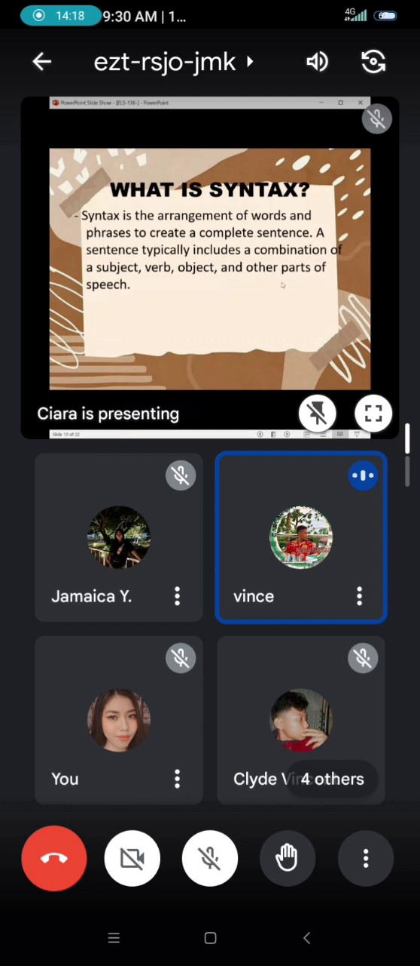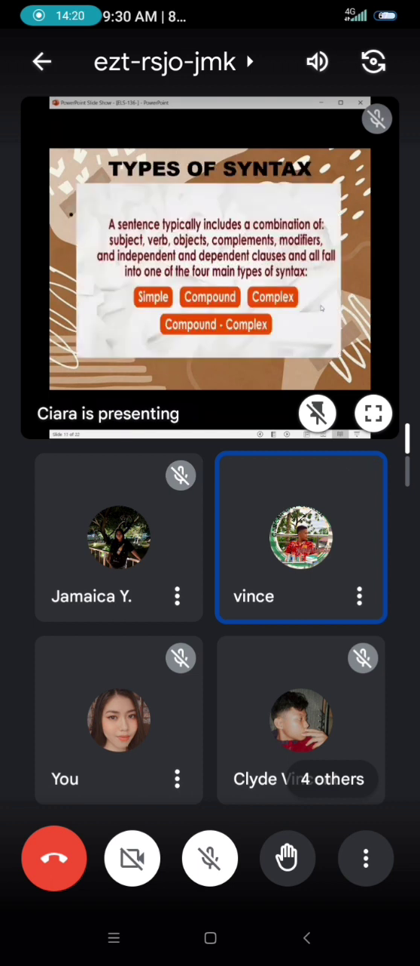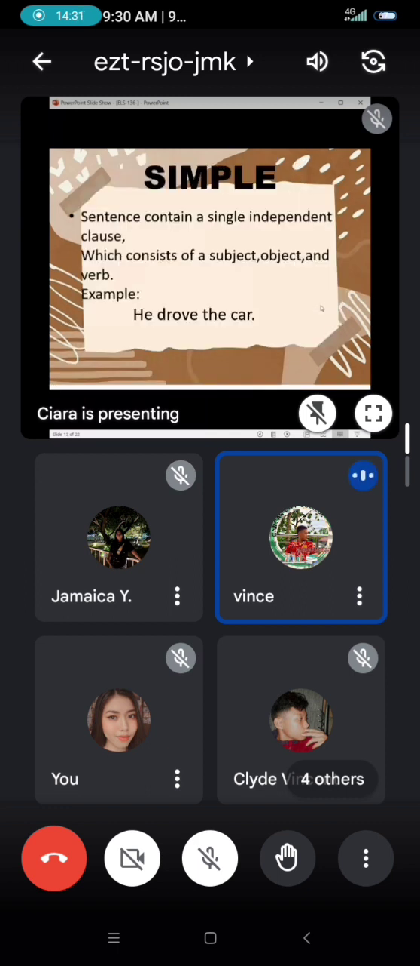Next slide, please. Types of syntax. First, we have the simple sentence. A simple sentence contains a single independent clause, which consists of subject, object, and verb. For example, he drove the car.